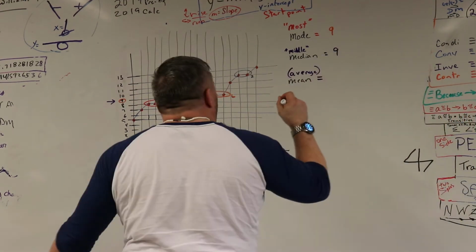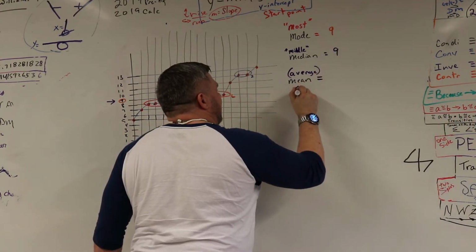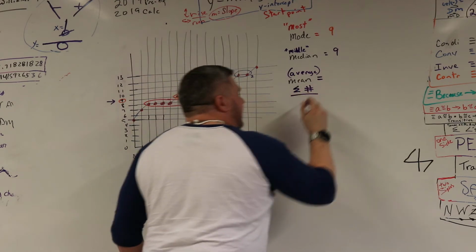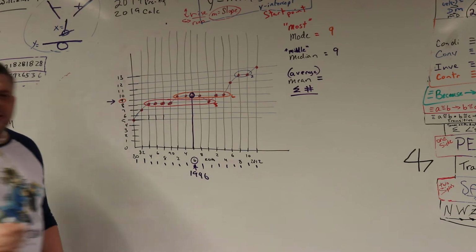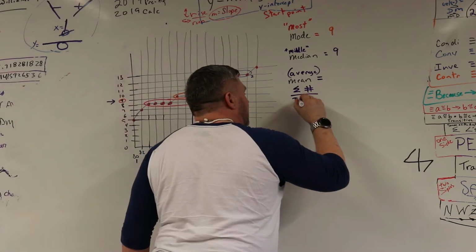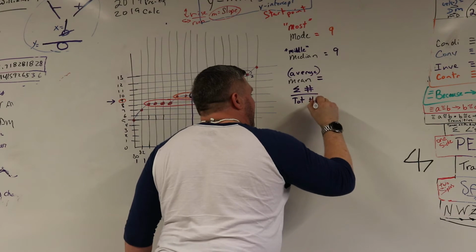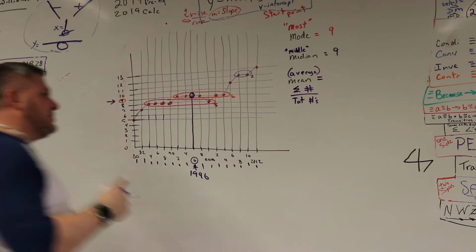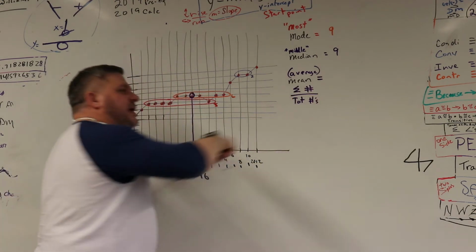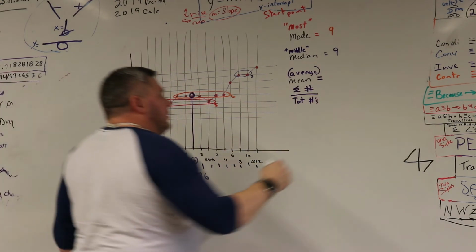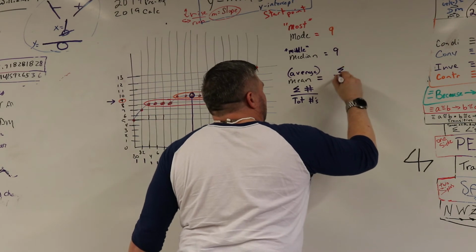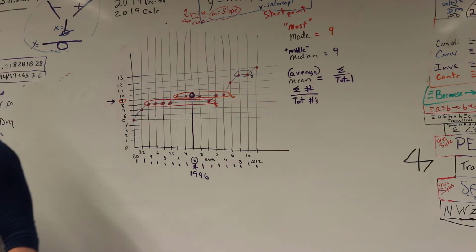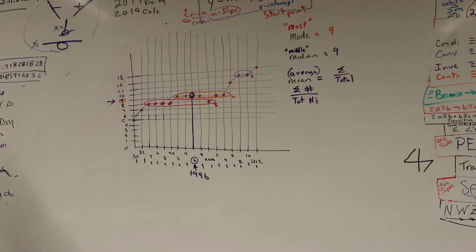And so the mean is the sum of the numbers, okay? Divided by the total amount of numbers. Okay? So you take the sum divided by the total. Okay? The sum divided by the total. Like, how many numbers are there? Right?